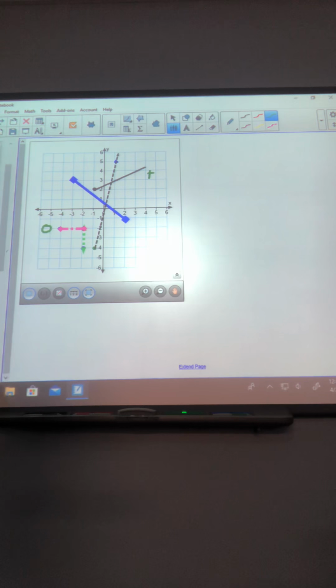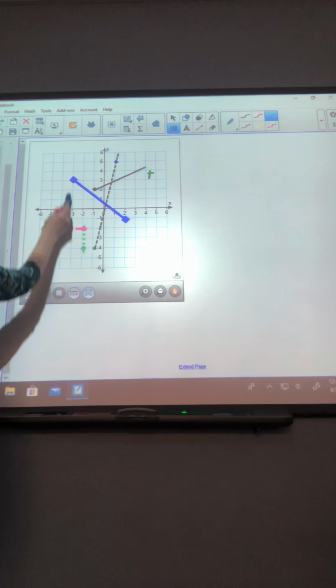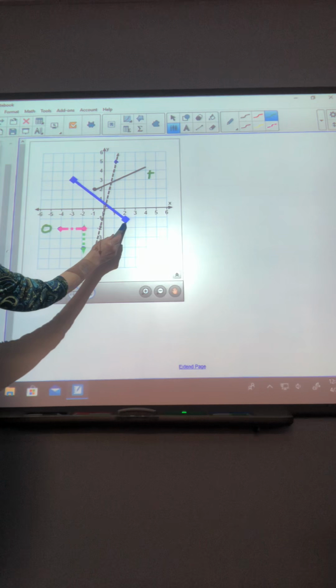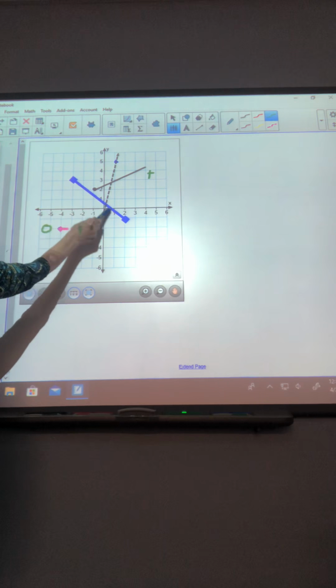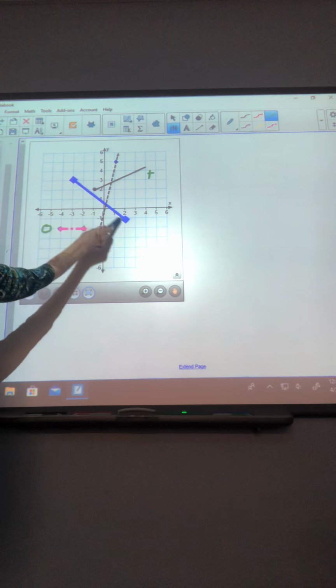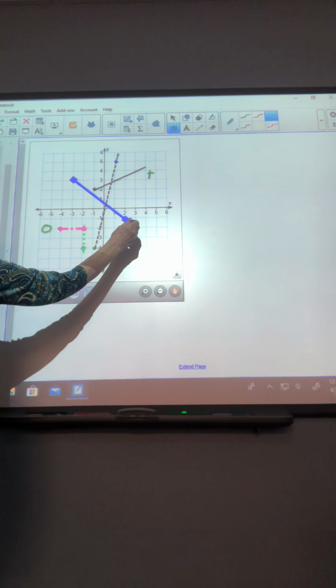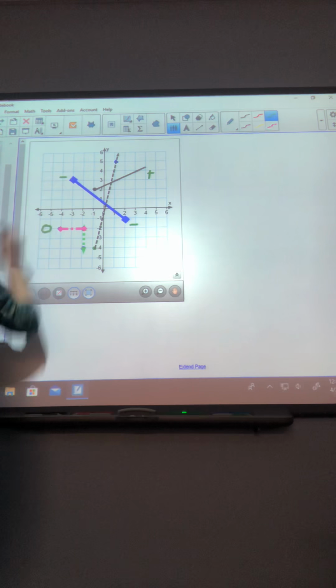All right, and then the third one was a point -3, 3, and then we ended here with a +2, -1. So this blue line you can see is falling from left to right. So this is a negative slope.